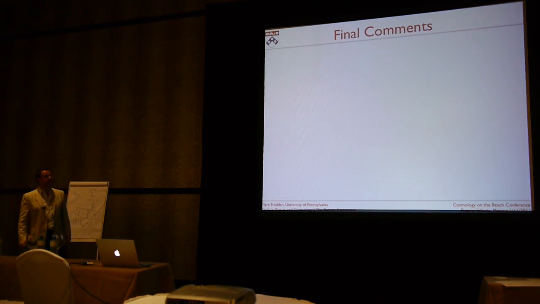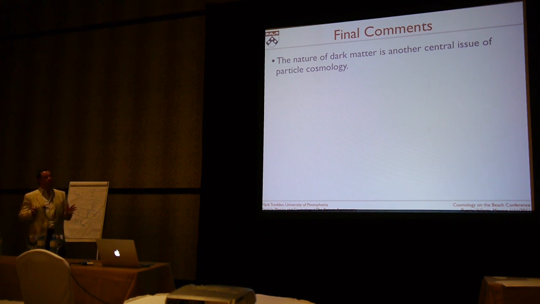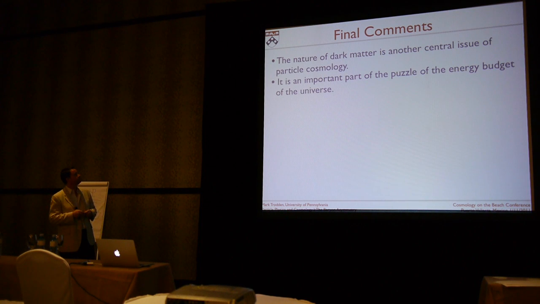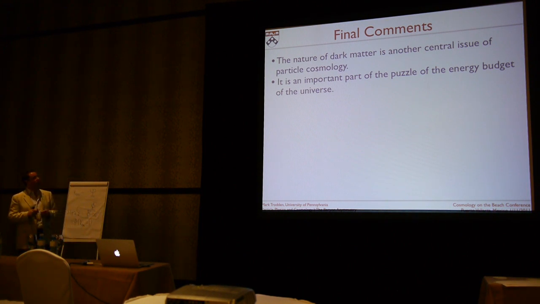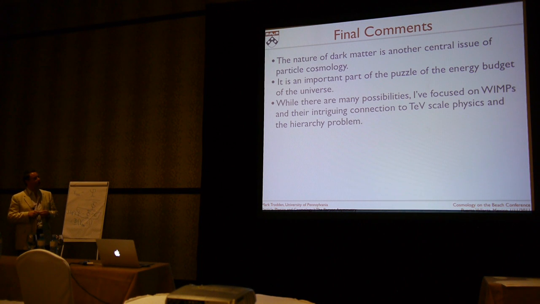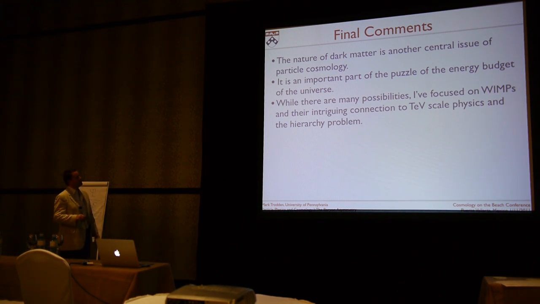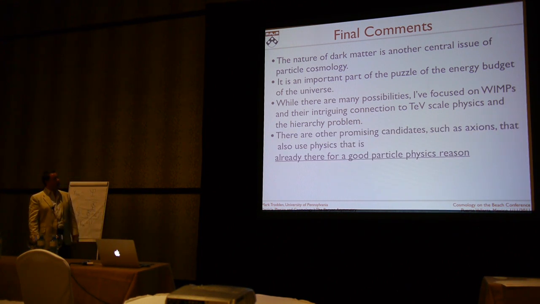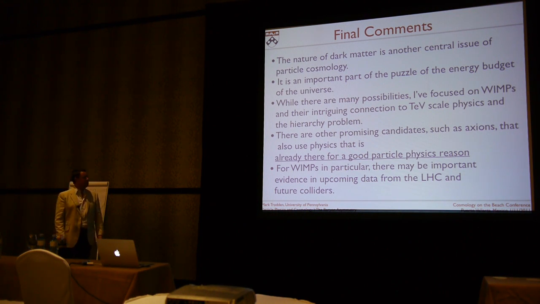Let me make some final comments. The nature of dark matter is another of these central issues that particle cosmology has to face. It's an important part of the puzzle of the energy budget of the universe, and there are many possibilities, but I do find the WIMP possibility and its intriguing connection to TeV scale physics and the hierarchy problem to be quite compelling. Axions and other things are important, and they're also there for good particle physics reasons. So it's certainly not a comprehensive list that I've covered here. And for WIMPs in particular, there could be important evidence in the next few years' data from the LHC. And that might provide us with impetus to even build future colliders if we were really determined to figure out how the universe works. Thanks.